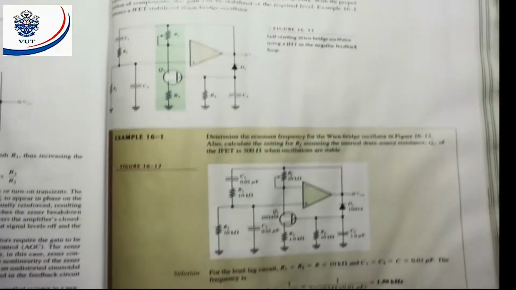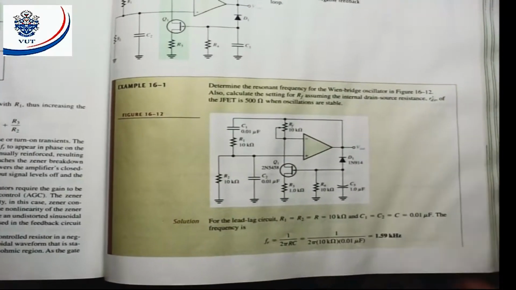Example 16.1. They say, determine the resonant frequency for the Wien bridge oscillator in figure 16.12. Also calculate the setting of RF, assuming the internal drain-source resistance, r_ds, of the JFET is 500 ohms when the oscillations are stable. You also remember about r_ds, all right?